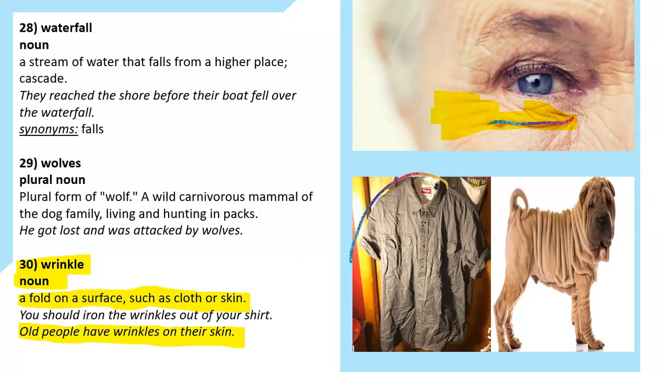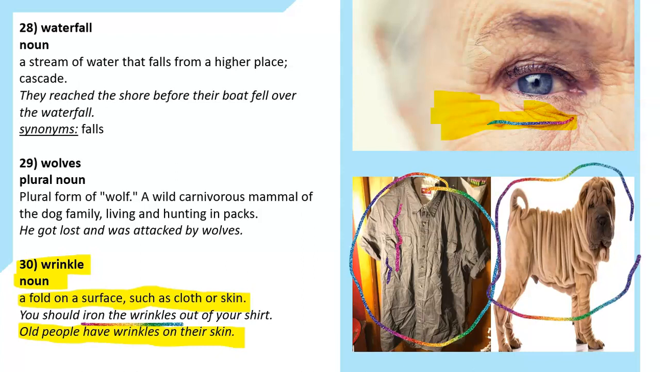Our clothing too, if you don't fold your clothing neatly, then your clothing can get these folds called wrinkles. And to get those wrinkles out, we need to iron the wrinkles. And even some animals can have wrinkly skin like this. This dog has many folds on his skin. They can be also called wrinkles.